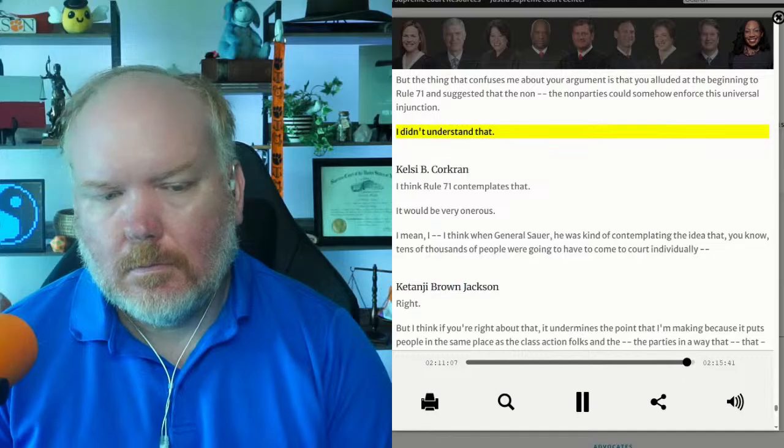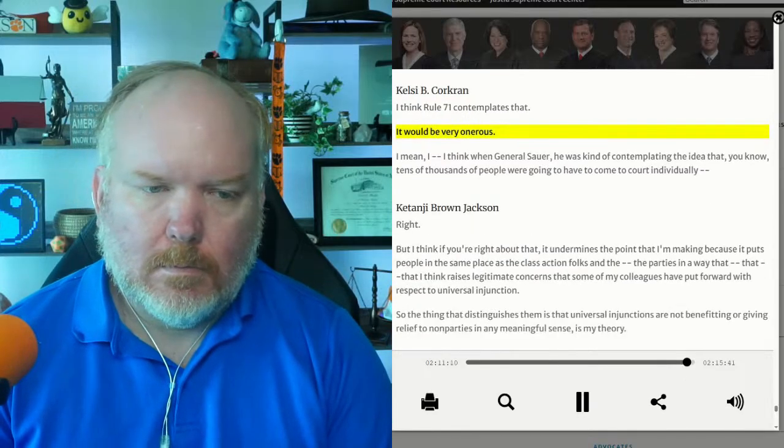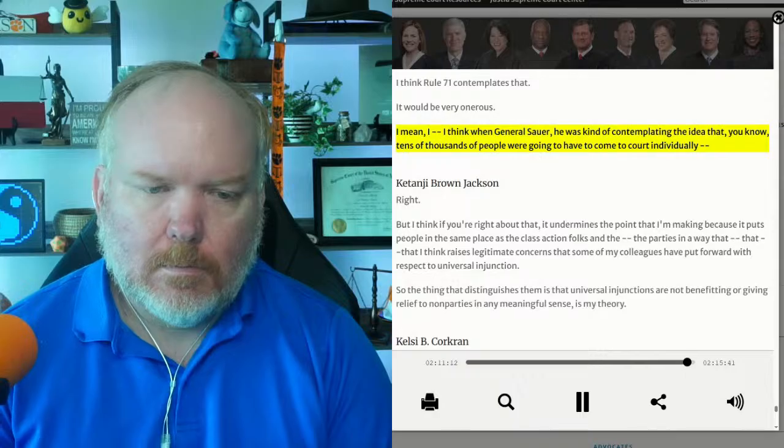I didn't understand. I think Rule 71 contemplates that. It would be very onerous. I mean, I think when General Sauer was kind of contemplating the idea that tens of thousands of people were going to have to come to court individually.